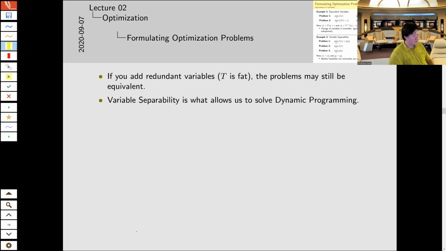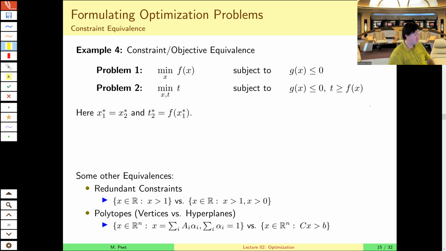Okay. So we can also add redundant constraints, and of course variable separability is what allows us to solve dynamic programming. We solve this nested sequence of optimization by solving the last variable first and then moving backwards in time. So those are a couple tricks.